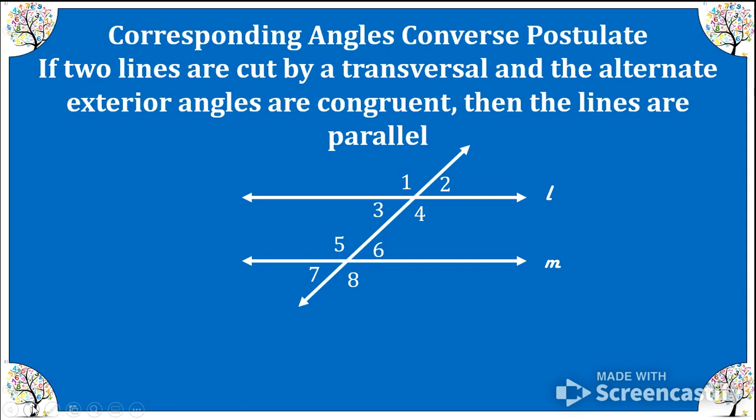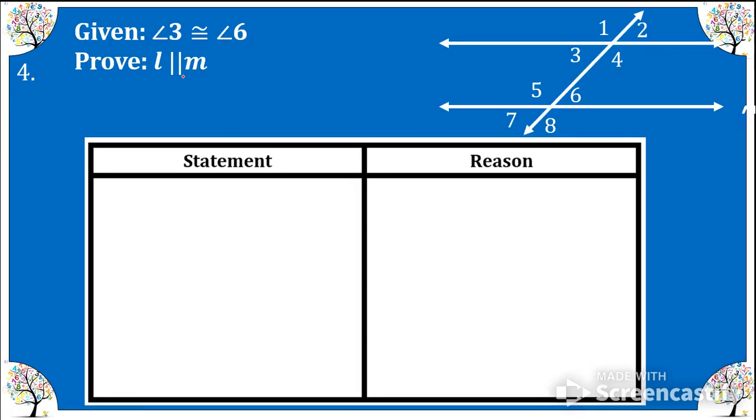Okay, the corresponding angles converse postulate. And again, we're going to use the converse postulates to prove lines are parallel. So go ahead and jot this down. If we know 1 and 5, those are corresponding. If they tell us 1 is congruent to angle 5, then our lines L and M are indeed parallel. Okay, so what is given is angle 3 and angle 6 are congruent.